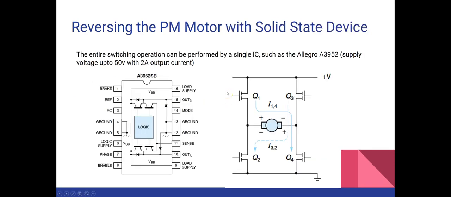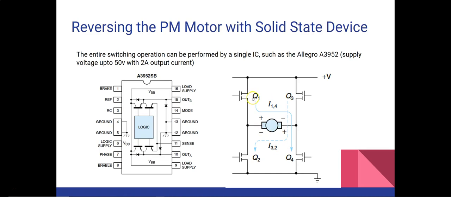Further, we have a solid state device which can be used in reversing the motor. The entire switching operation can be performed in a single IC, and one such example is given here: the Allegro A3952, which has a supply voltage up to 50 volts with 2 amperes of output current. And on the right you see the circuit where 4 FETs have been used. Q1, Q2, Q3 and Q4 are the 4 FETs, and with the help of these 4 FETs, the direction of the motor can be changed.